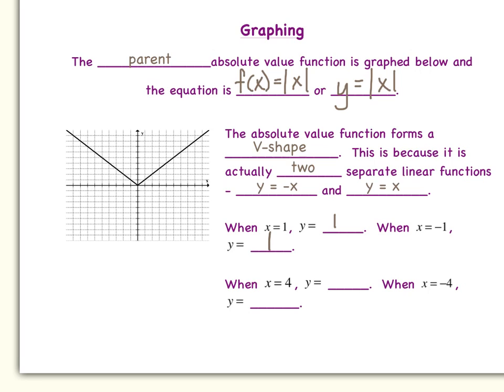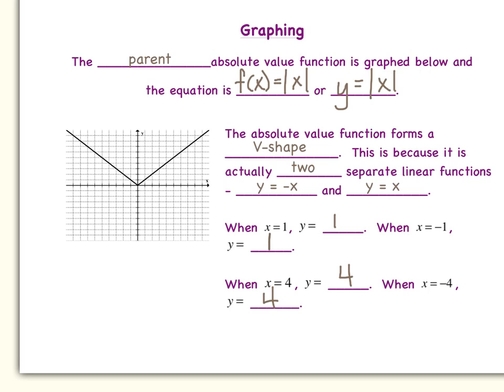Now let's look at another example. What about when x equals 4? So let's go to the right 4 units. And to get to our line, we have to go up. How many units? We have to go up 4 units. So when x is 4, y is 4. Now let's find out what y will be when x is negative 4. We go to the left 4 units, and we go up. How many units? We go up 4 units. So when x is negative 4, again, y will be positive 4.